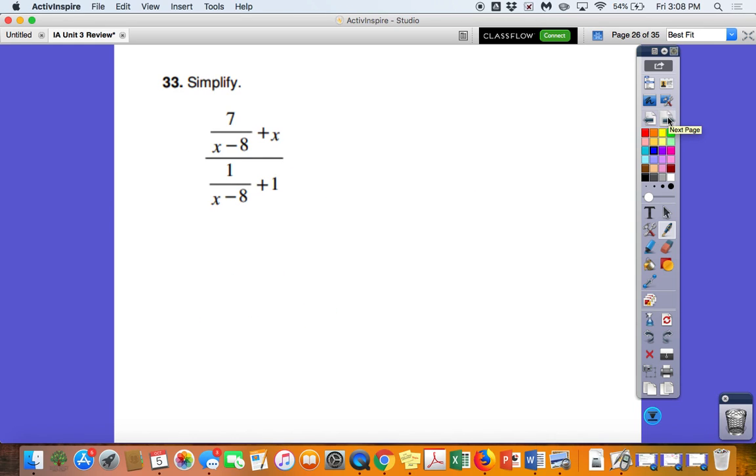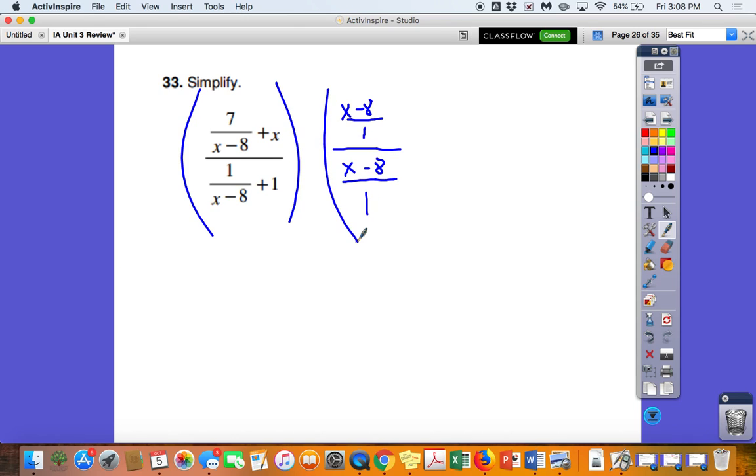All right, so let's go again. So the common denominator of your baby fractions is x minus 8. So I got x minus 8 over 1, and then I got x minus 8 over 1. Okay, so when we go through and we multiply, I'm taking this times the first one. Okay, your x minus 8, you've got one here, you've got one there, they cancel. The only thing you're left with is 7.